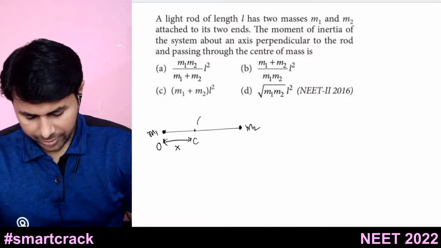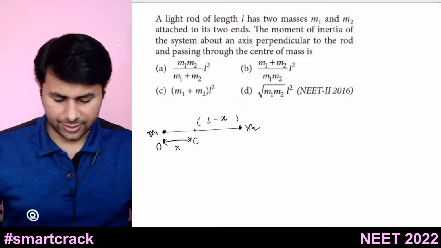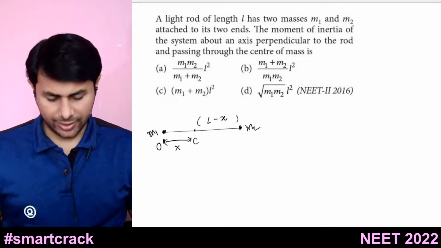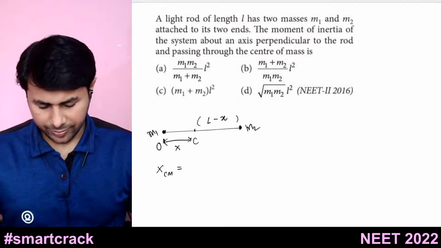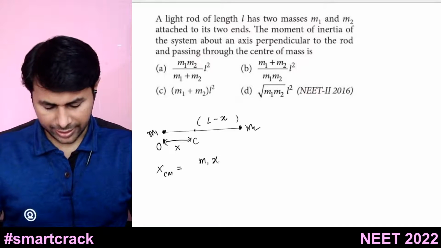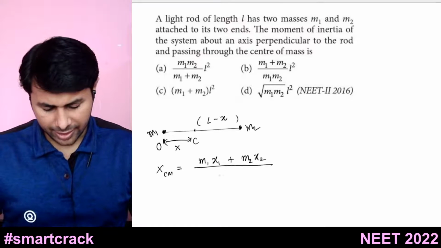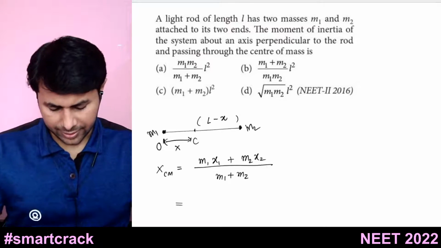So how much will be this much distance? This is L minus x, right? So we want to find out the position vector x coordinate of center of mass. So it will be what? m1 into x1 plus m2 times x2 divided by m1 plus m2, right?